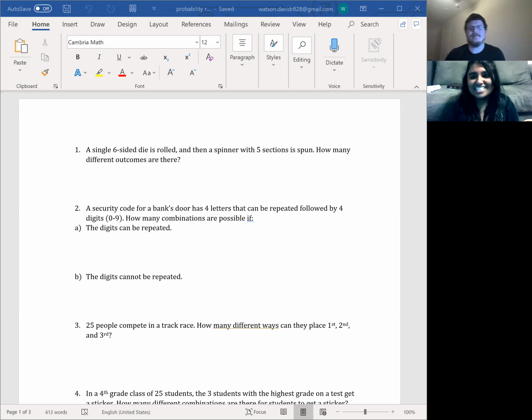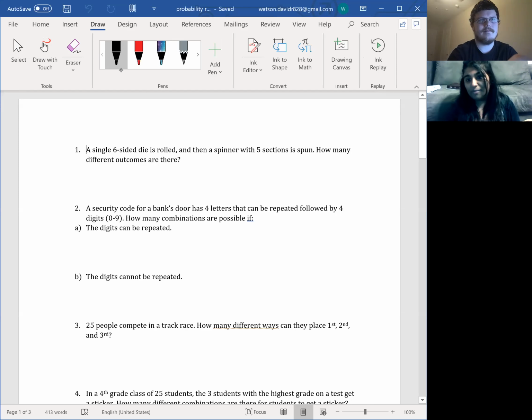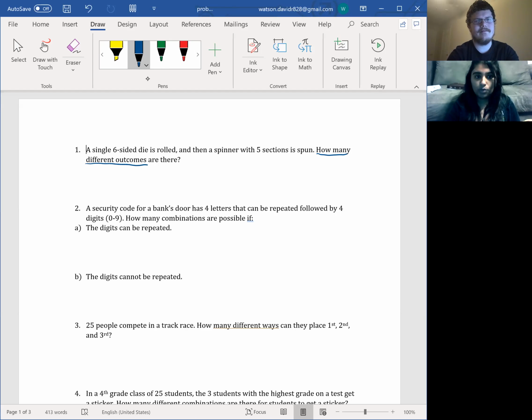Okay. So a 6-sided die and a spinner. Looking at how many different outcomes, I want you to just underline that part because you're trying to find the total. As we go through these problems, I don't know how much I'm going to be able to talk after the first 3. So I want you to underline what the question is asking. This is saying how many different outcomes are there, and put that in one color. And then when we get to the probability, you can put that in a different color.